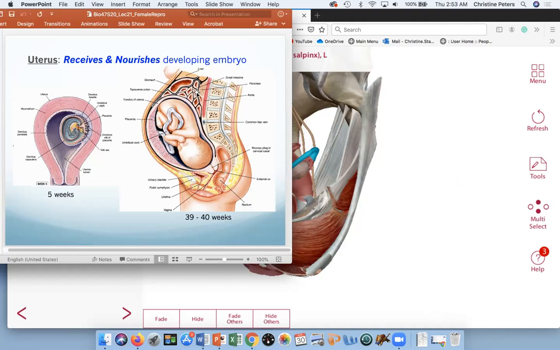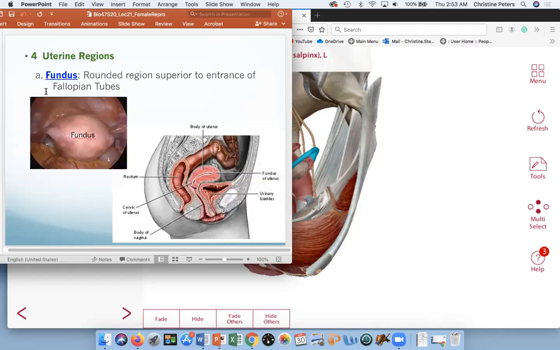You can see up here all the intestines are squished up underneath the rib cage. Okay, so the uterus has several regions to it. So we're going to start off with the fundus. We actually use the same nomenclature that we used for the stomach. So the fundus is this sort of rounded portion of the uterus that sits above where the fallopian tubes are. That would be the fundus.